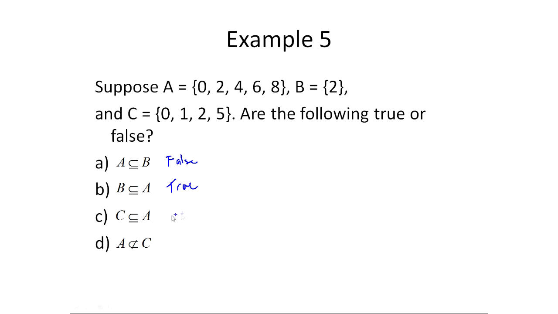Now let's take a look at C. It says C is contained in A. So it means everything in C is also in A, but that's not true because you have a 1 here and a 5 here, and those aren't in A. So this is false. The last one says A is not contained in C. Well, that's correct, because if A was contained in C, then everything in A would also be in C, but that's not true. So the fact that it's not contained is correct. It's true. So A is not contained in C is a true statement. This, again, is just running through the definition. This should be second nature by the time we get to counting.